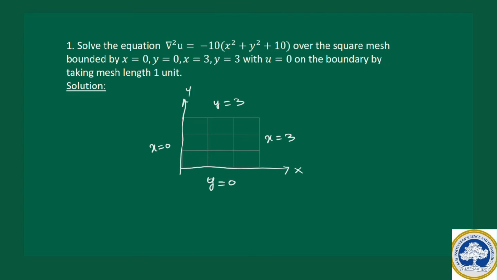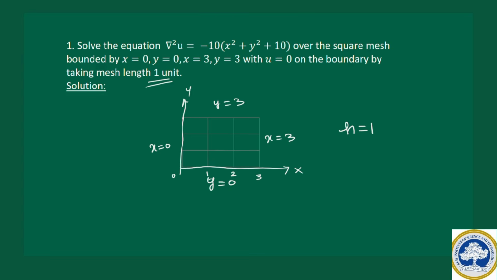Here these are the boundary lines, and it is given that we have to consider the mesh length as 1 unit. So here h takes the value 1. By considering h = 1, if you start from the origin 0, this will be 1, this will be unit length 2, and then this is 3.